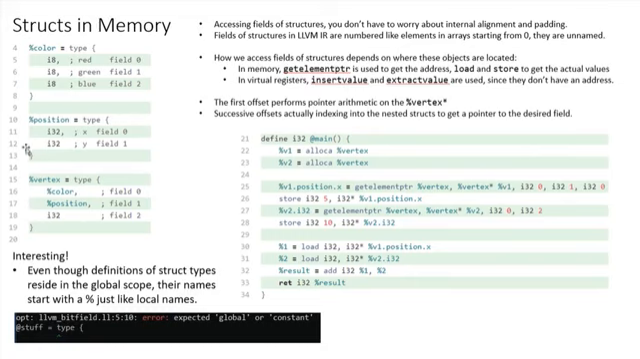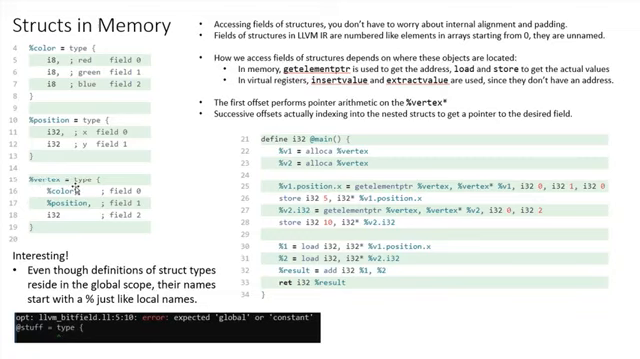So an interesting thing that I noticed is that even though the definitions of struct types reside in the global scope, their names start with a %, just like local names. If we forcibly put an @ sign instead of the %, we would get an error here. It says expected global or constant. The @ sign and % are basically just arbitrary, but just remember that for structure types, we use the %. That's just something you have to memorize. So it's an exception to the rule of having @ symbol in global names and % symbol in local names.